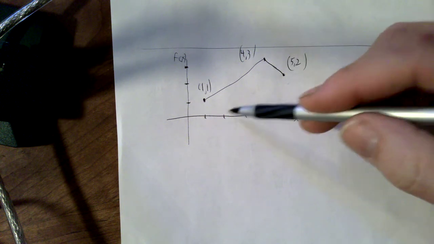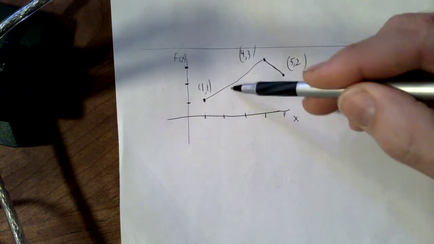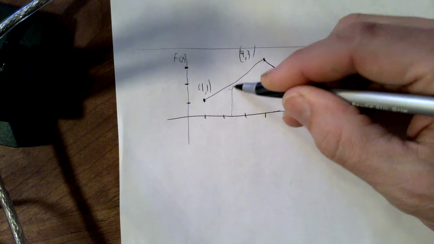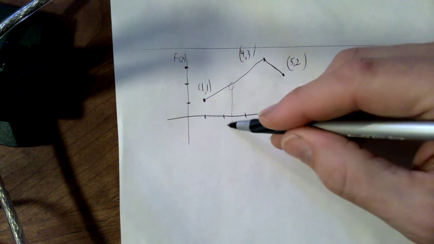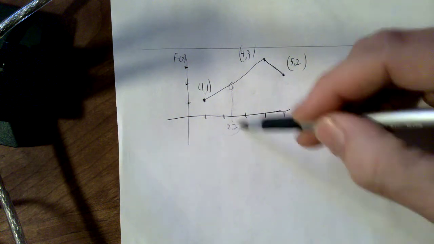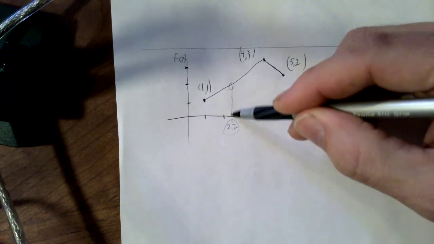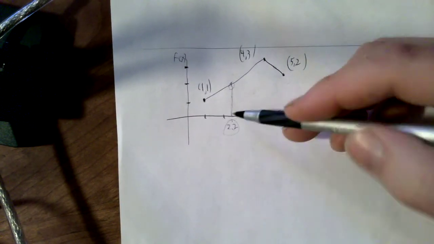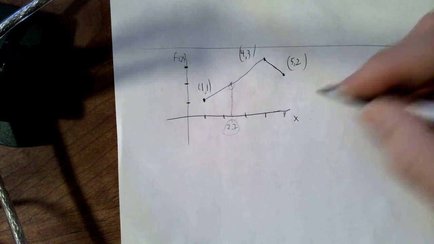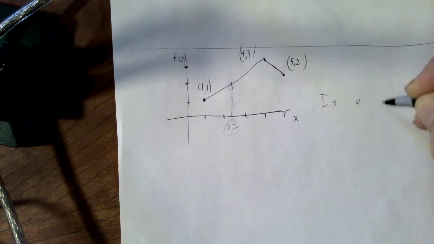But this is a function because each input has exactly one output. So when we talk about vertical line test, we're saying for each input down here, maybe this one's 2.2, any input that you pick, if you draw a vertical line from there, there should be exactly 1 point on the graph. That is exactly one output that goes with that input. So the vertical line tests whether or not it is a function, and this one is a function.